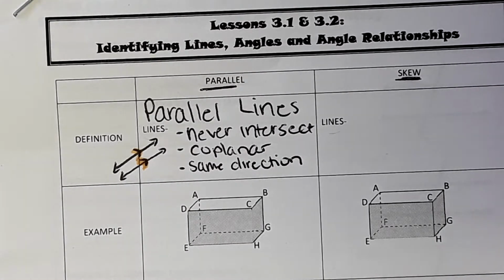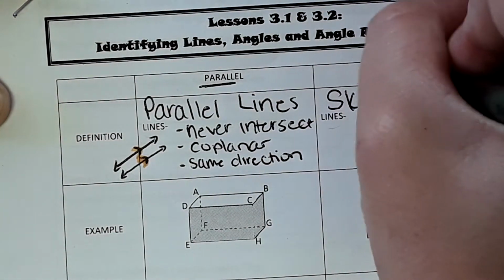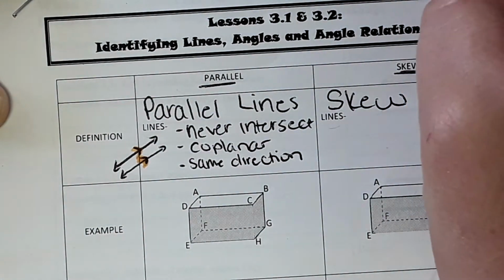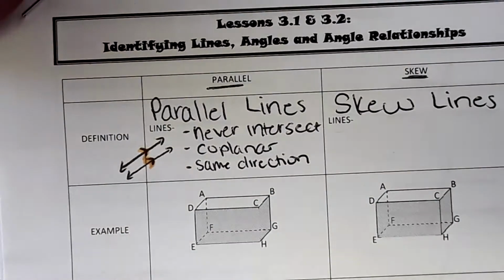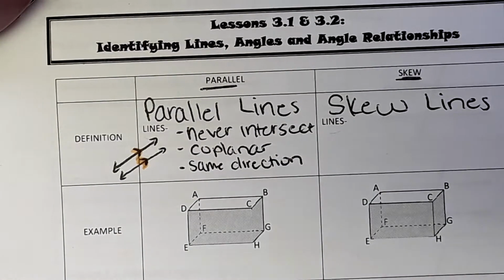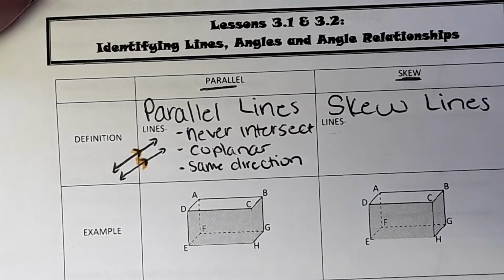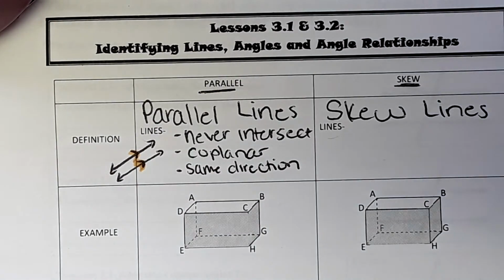Okay, skew lines is a word that you may not have heard before. And skew lines are very hard to draw on paper. When I think of skew, it's kind of like out of the way or in the wrong direction. What it means in geometry is, skew lines never intersect just like parallel lines, but they're not always going in the same direction. So they're on different planes.